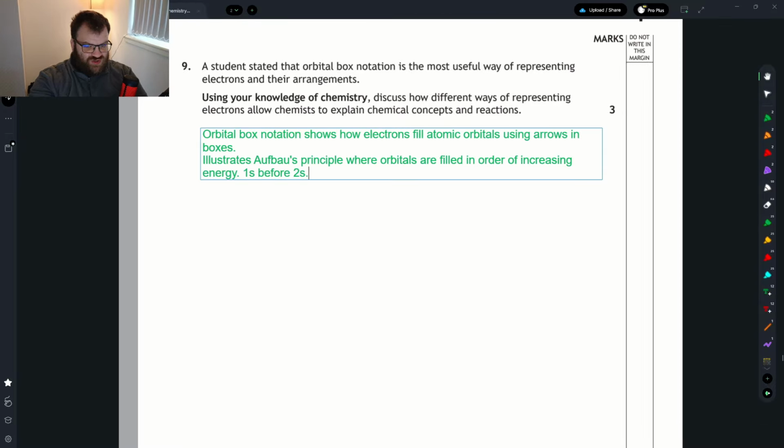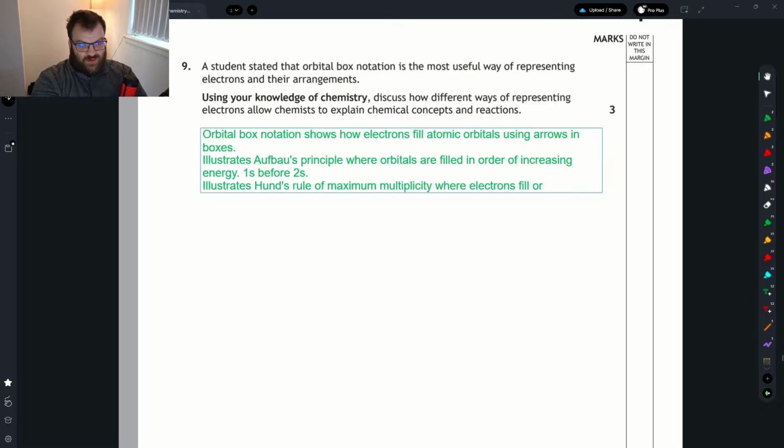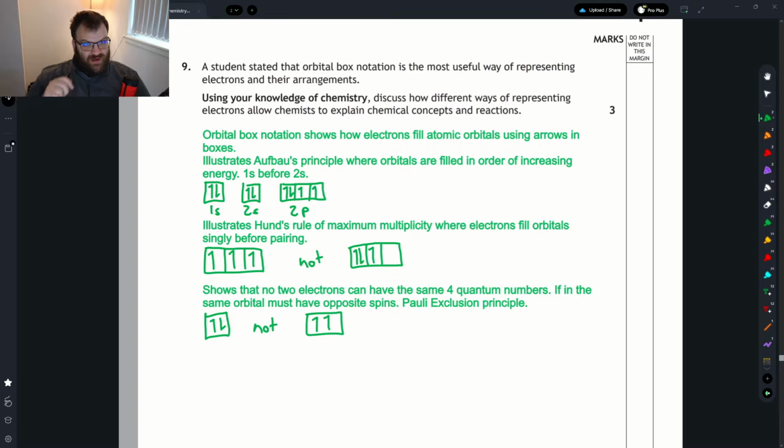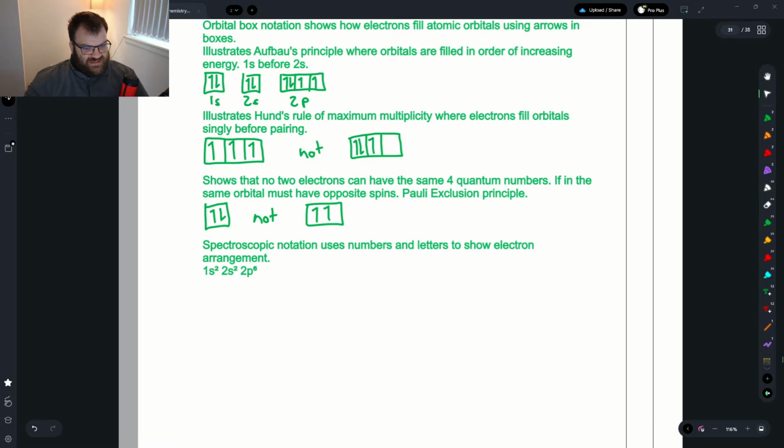So it's able to show Aufbau's principle where 1s is filled before 2s, so it fills in order of increasing energy. We can also look at Hund's rule of maximum multiplicity, and that's where the electrons fill orbitals singly before pairing. The Pauli exclusion principle, where no 2 electrons can have the same 4 quantum numbers, they have to have opposite spins.